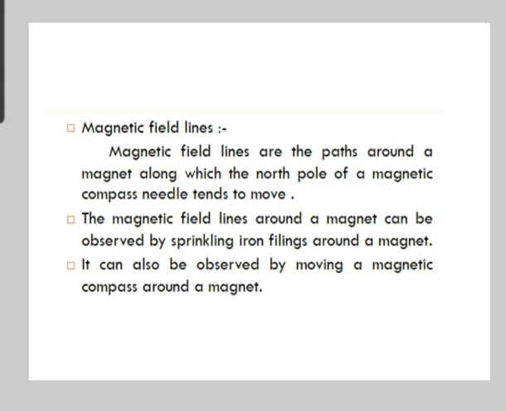Now, what are the properties of magnetic field lines? The first property is that magnetic field lines never cross each other. Second, the density of the field lines indicates the strength of the field. Third, the magnetic field lines always make a closed loop. And fourth, the magnetic field lines always emerge from the north pole and terminate at the south pole.